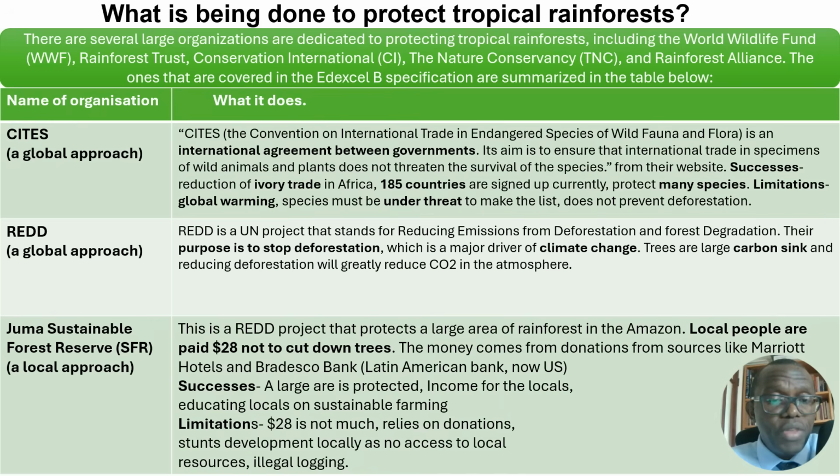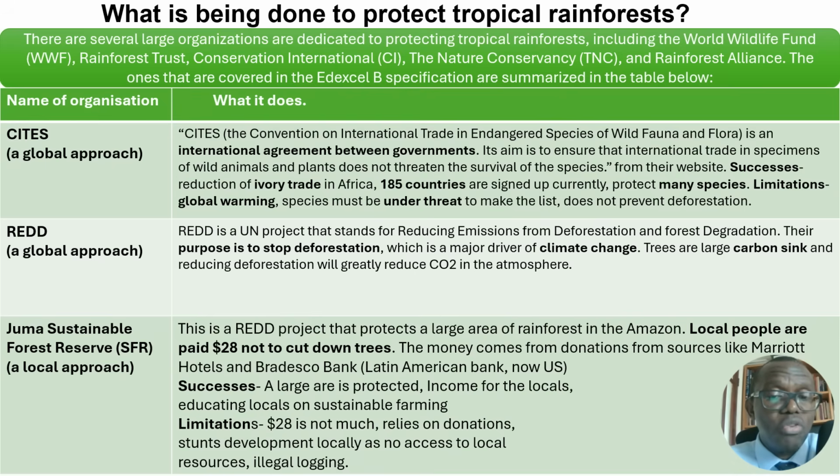And we have the name of the organization and what that organization does. Now, the first one is CITES, and this has a global approach. According to them, CITES is the convention on international trade in endangered species of wild fauna and flora. And it's an international agreement between governments. Its aim is to ensure that international trade in specimens of wild animals and plants does not threaten the survival of the species. So that is what they say on their website.